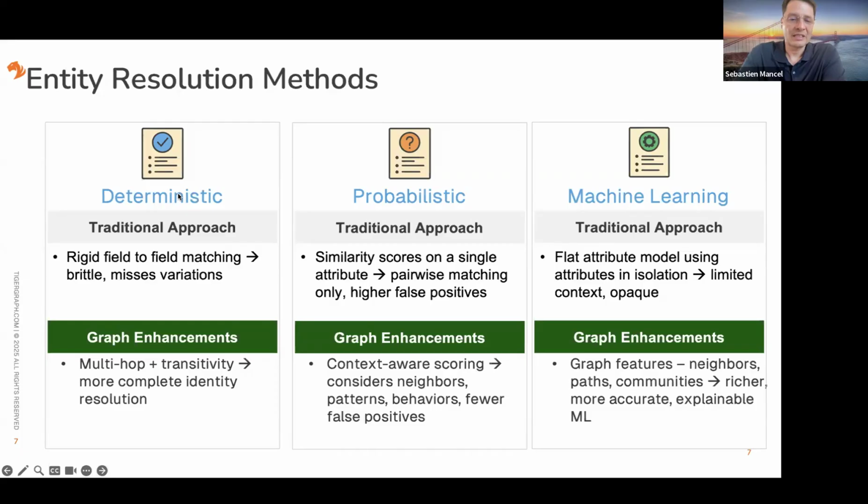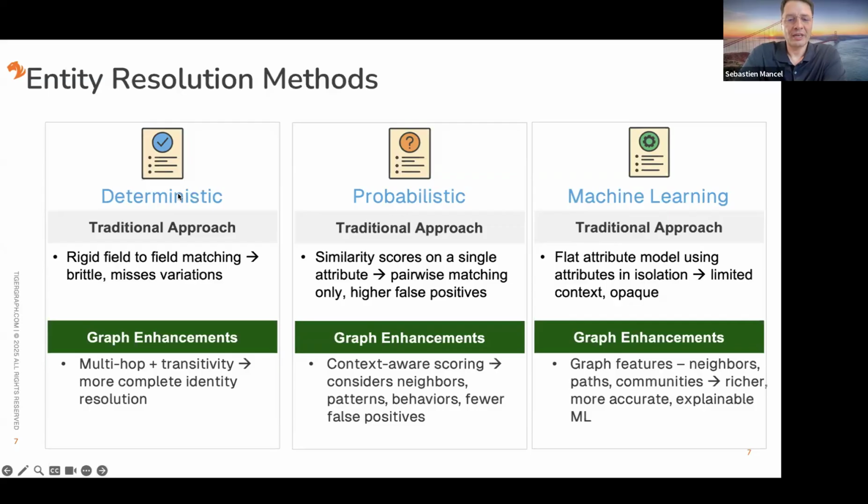The probabilistic approach takes a different angle. It uses similarity scores. Maybe two addresses are 90% similar, or two names look alike. And this flexibility helps catch near matches, but it's limited to pairwise comparison and can create false positives at scale. Graph enhances probabilistic methods by adding context. It considers neighbors, patterns, and behaviors, and it reduces false positives and improves accuracy.